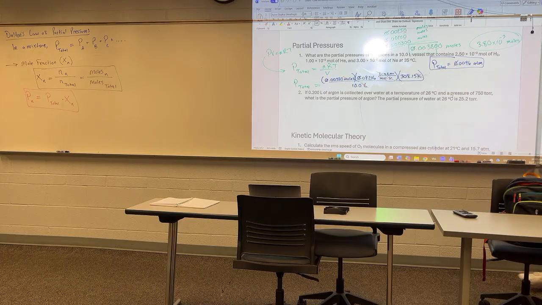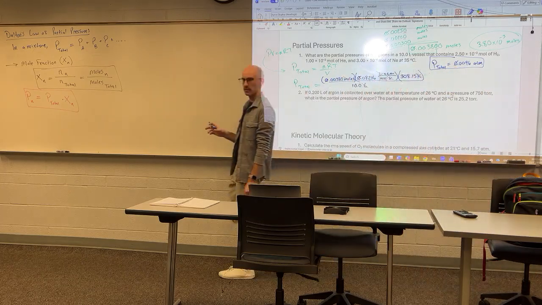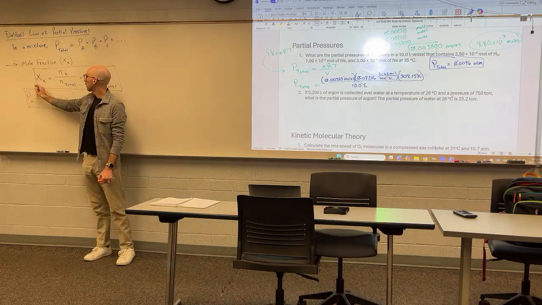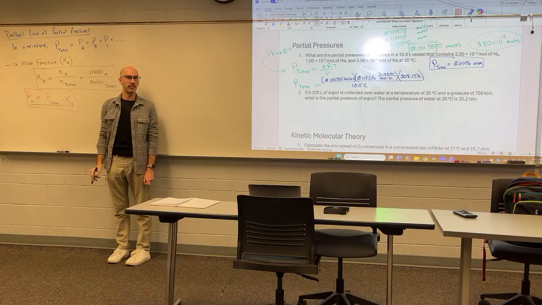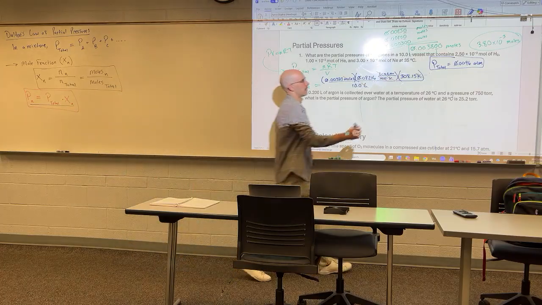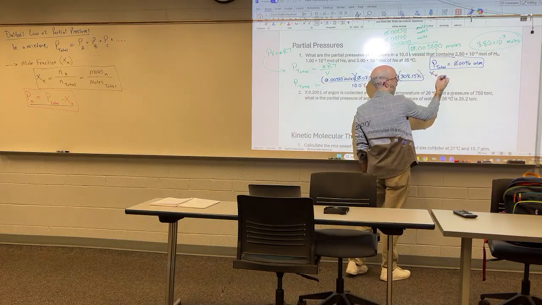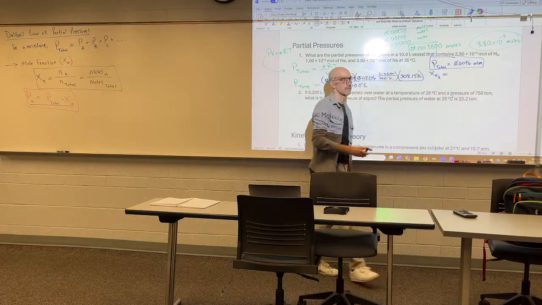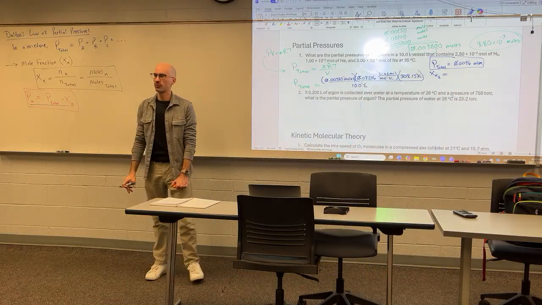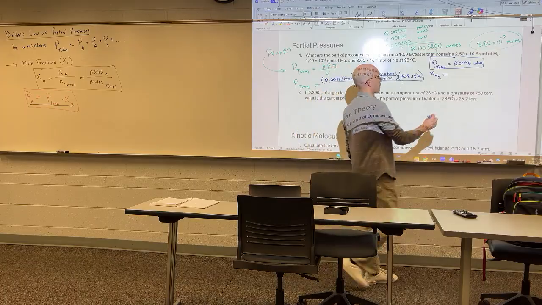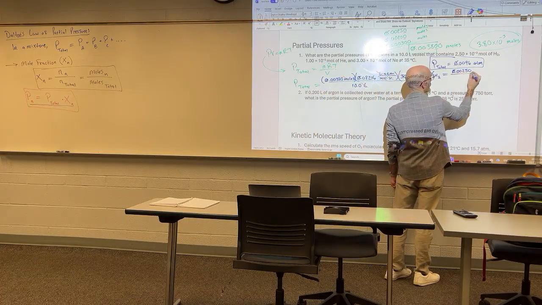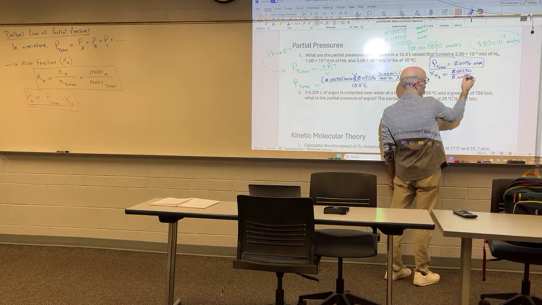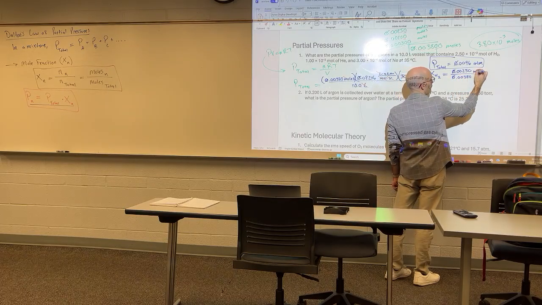Now that I know my total pressure, I can start solving for my partial pressures after I solve for my mole fractions. So let's look at the mole fraction for hydrogen. X for H2, 0.00250 moles of O2 over the total 0.0030 moles total.